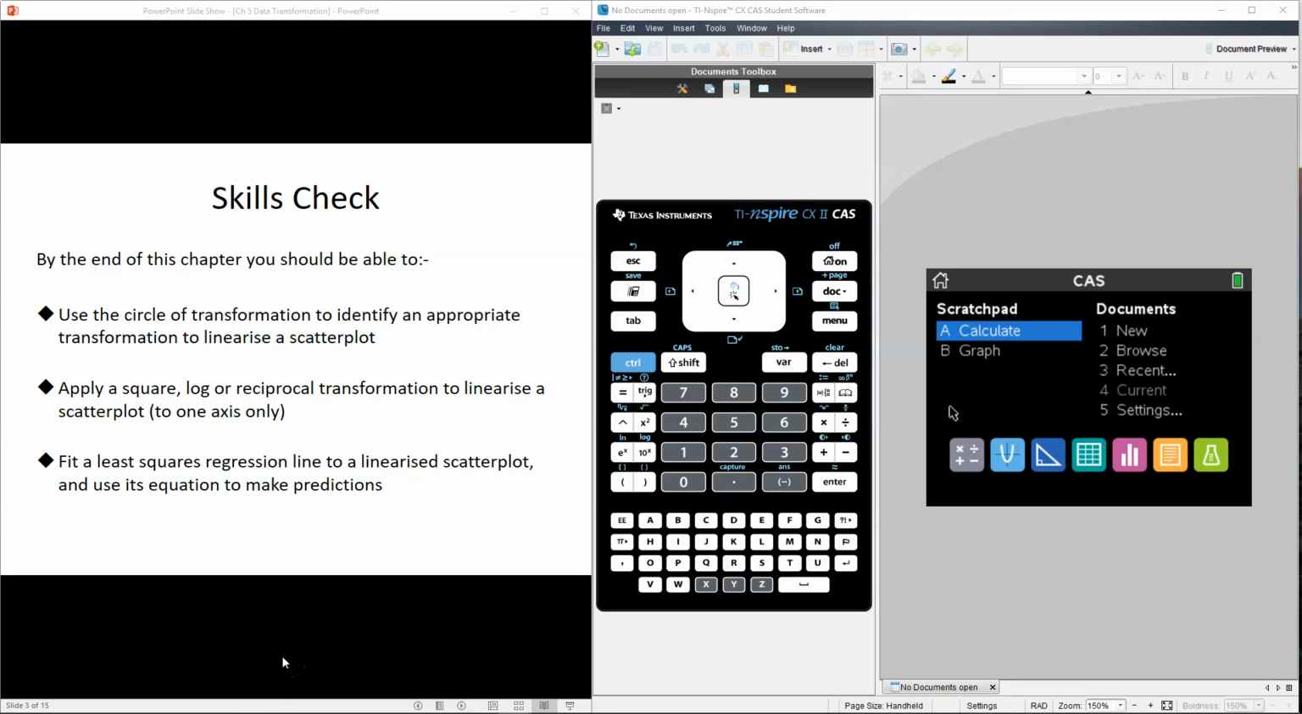Okay, so we'll just have a little look at the skills that we are hopefully going to acquire by the end of this topic. By the end of this chapter, you should be able to use the circle of transformation to identify an appropriate transformation to linearize a scatter plot. We're going to have a look at that circle of transformation next.